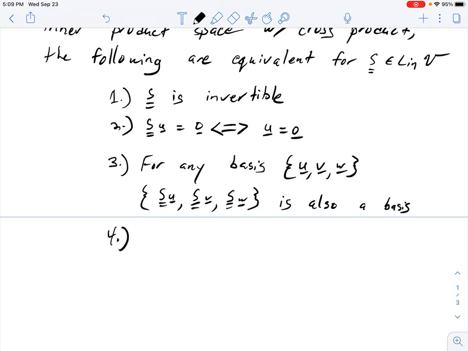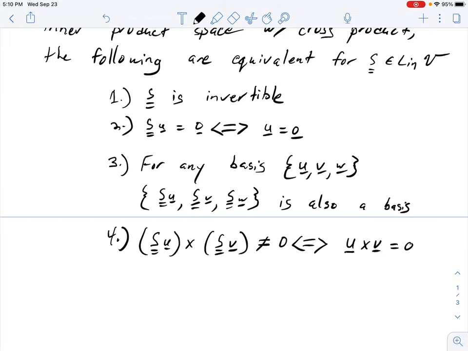And four. This one is definitely only a three-dimensional one that has the cross product. Su cross Sv is not equal to zero if and only if u cross v is not equal to zero.